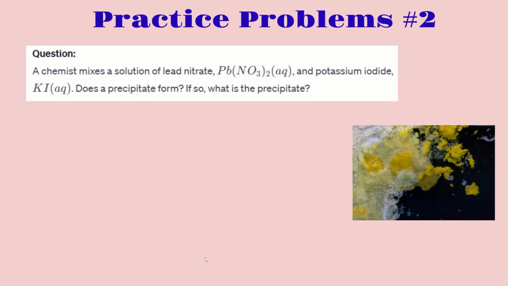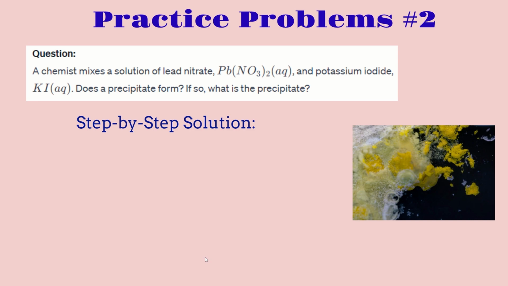Moving on to practice question number 2. The question states, a chemist mixes a solution of lead nitrate, which is Pb(NO3)2, and potassium iodide, which is KI. Will a precipitate form, and if so, what is the precipitate?